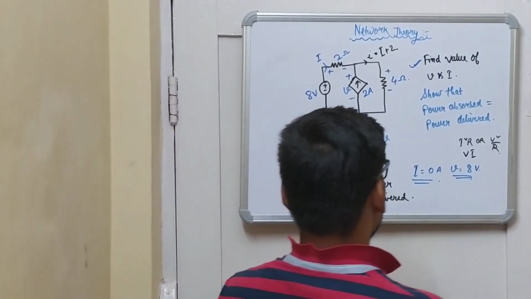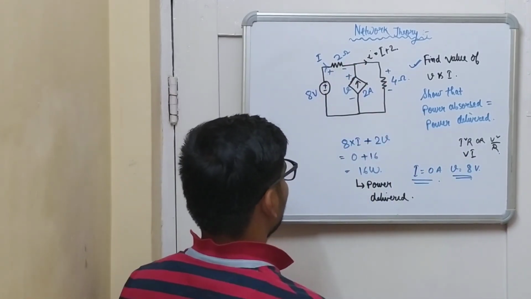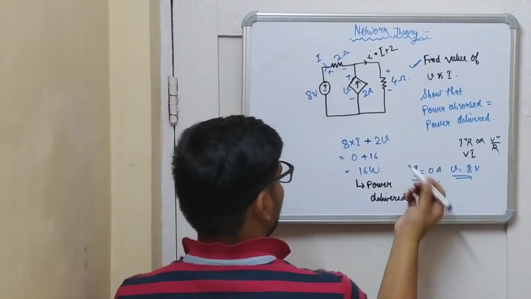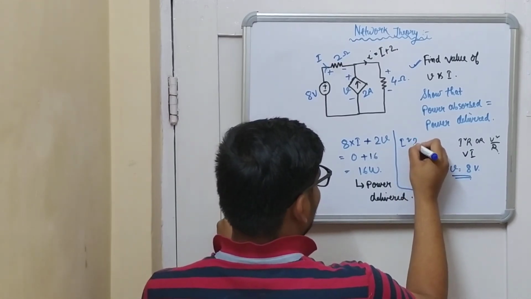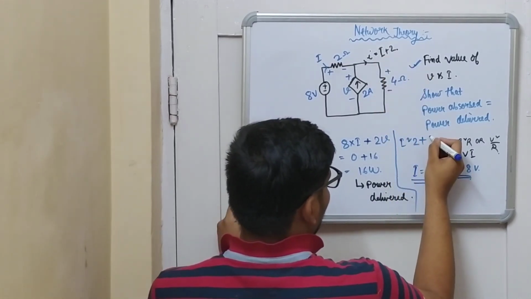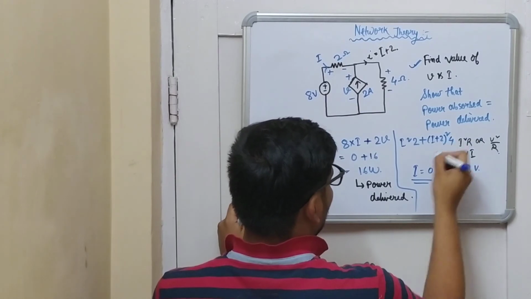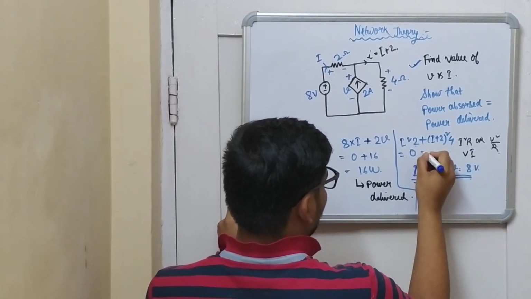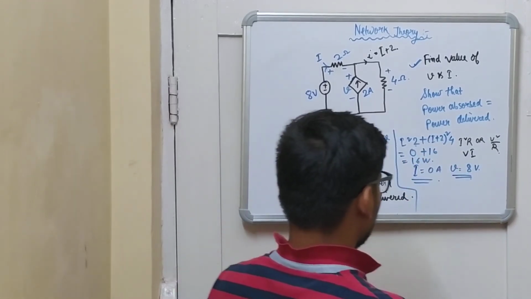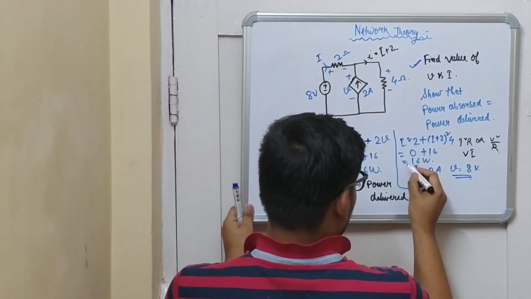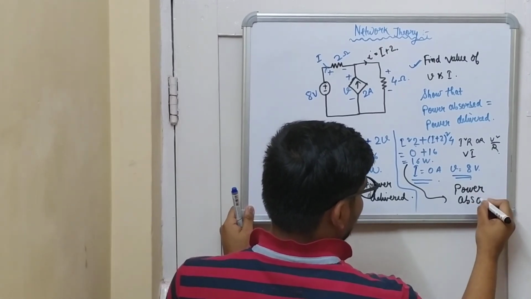Now power absorbed. Only these two resistors are absorbing power, because current is entering the positive terminal. It means I squared into 2 ohm plus (I plus 2) whole squared into 4, equal to 0 plus 16, equal to 16 watt. This is the power absorbed.